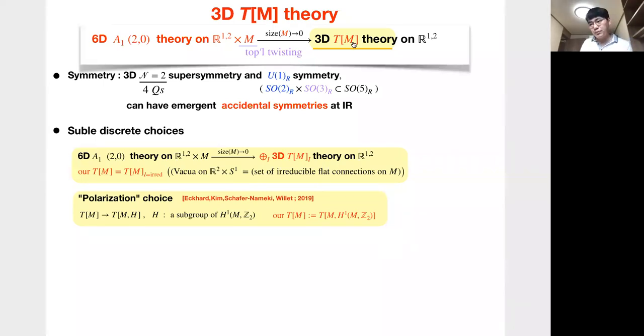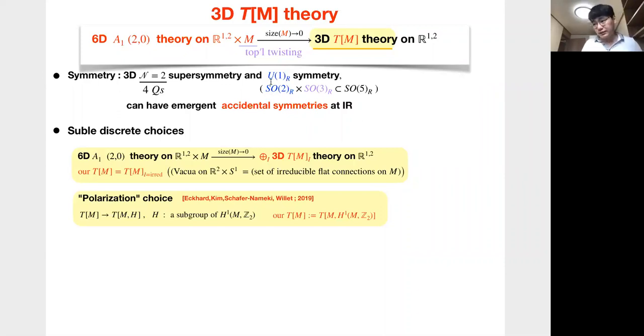To preserve some supersymmetry, we do a partial topological twisting along the three-manifold using the SO(3) R-symmetry of the SO(5) R-symmetry. This topological twisting preserves the Q-cohomology of BPS states, and the resulting 3D theory generically has 3D N=2 supersymmetry, which has four supercharges, and also has a U(1) R-symmetry, which comes from the SO(2) subgroup of the SO(5) R-symmetry, which is intact by the topological twisting.